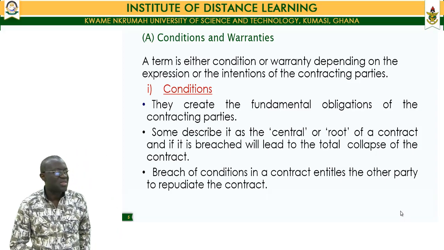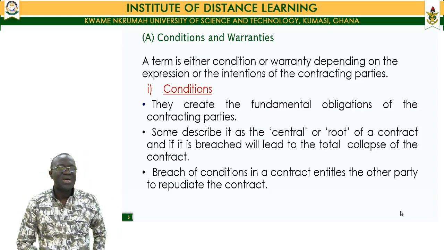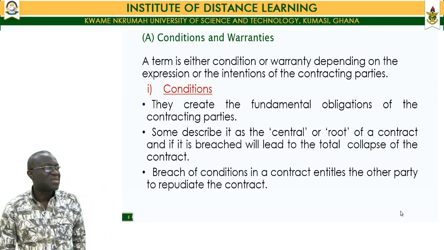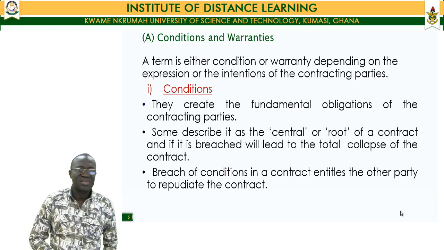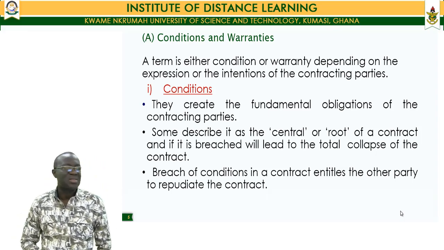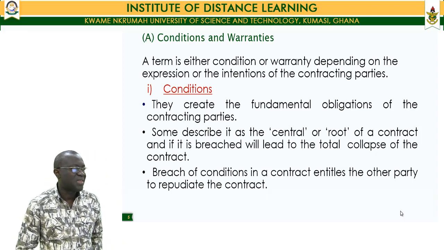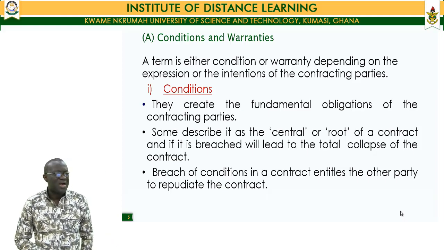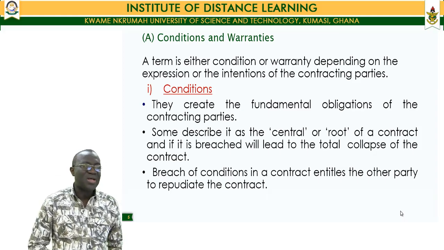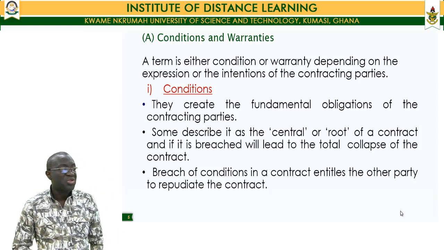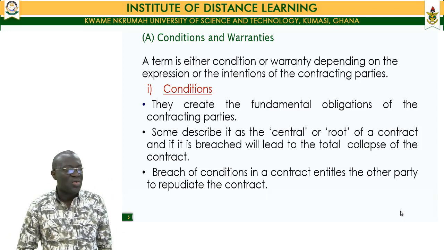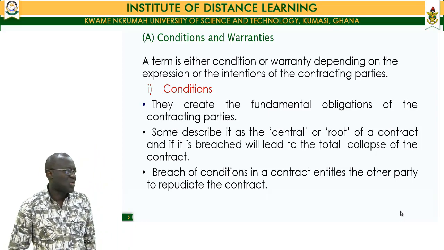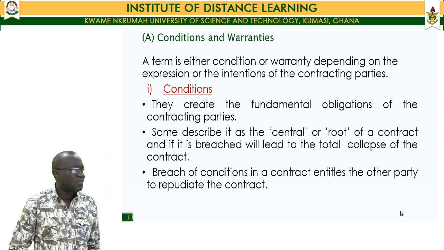Now let's consider a very important element of a term of a contract, and that is conditions and warranties. Conditions and warranties constitute a term of a contract. Now, a term is either a condition or a warranty, depending on the expression or the intentions of the contracting parties. First, let's look at condition.